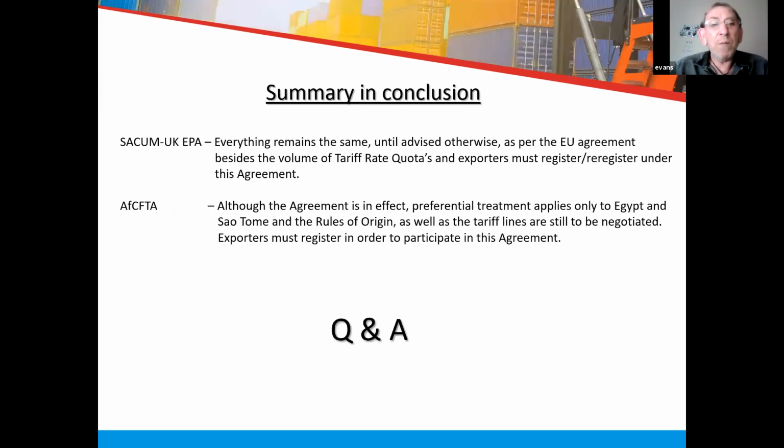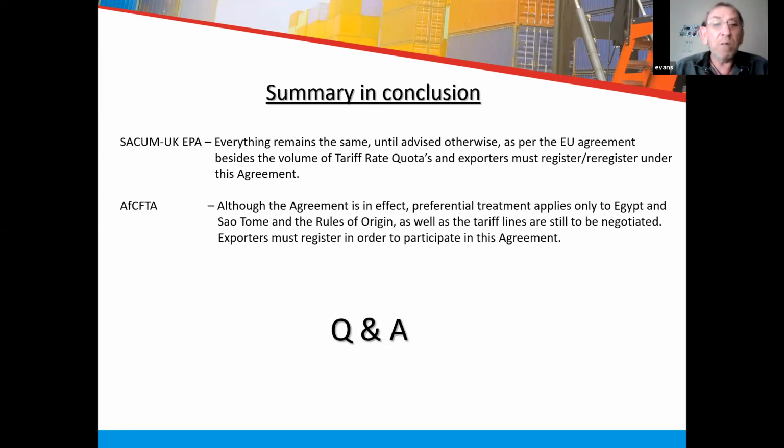So if you want to look at those two trade agreements in a really brief summary, if you look at the new agreement with the UK, they have summarized that everything remains the same until advised otherwise, as per the EU agreement, besides the volume of tariff rate quotas, and exporters must register or re-register under this agreement. So the EU agreement, as we know it, that's it. That applies to the UK.